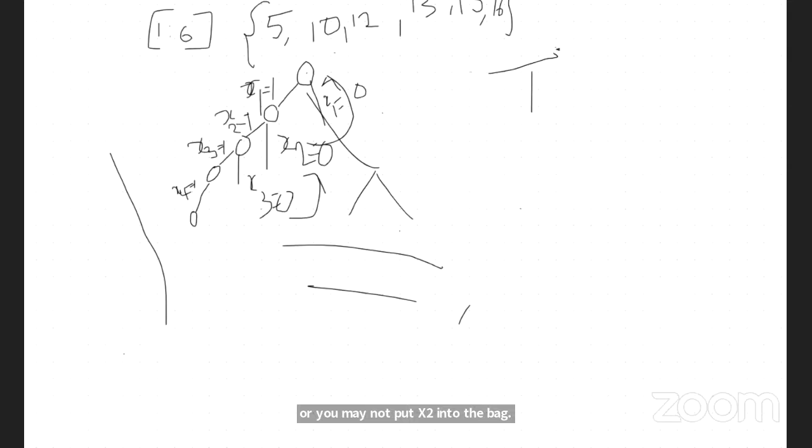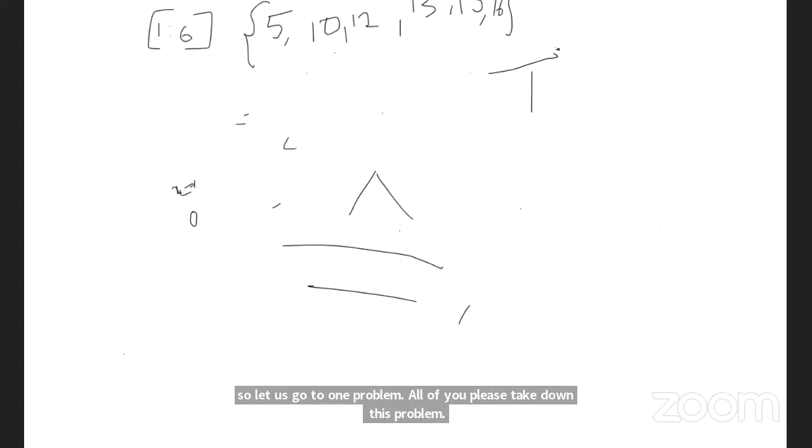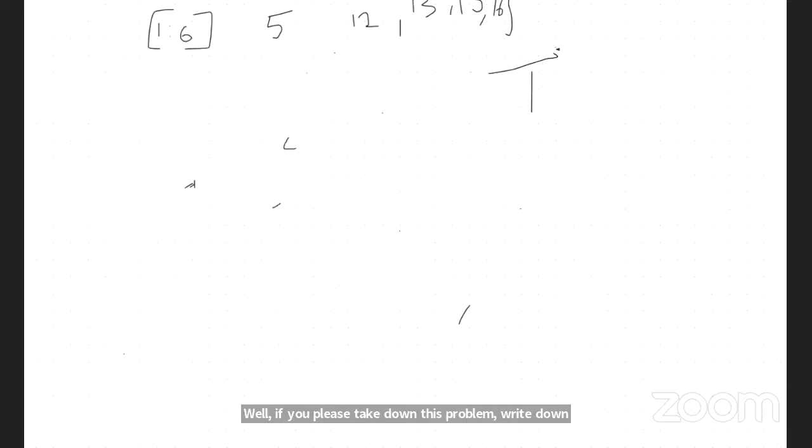All of you please take down this problem. Write down. There are 6 objects and their weights. The weights of the objects are W of 1 to 6. You have to write down like this. W of 1 to 6. Right?